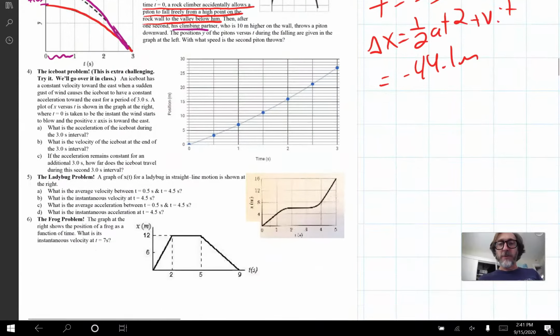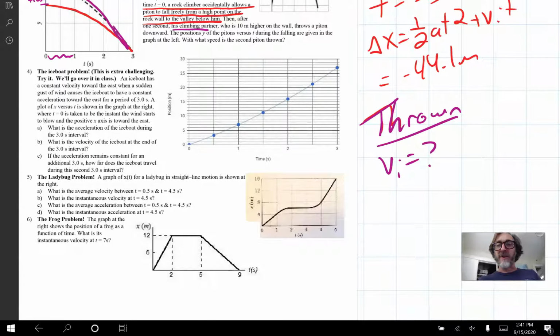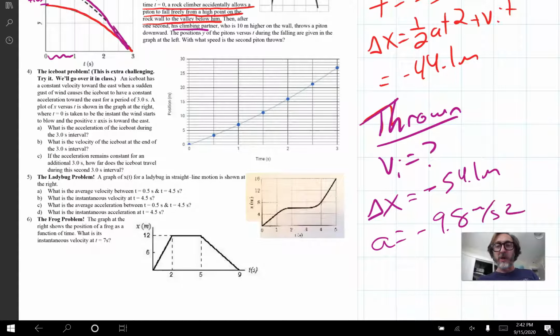For the one that gets thrown, we don't know what the initial velocity is, that's what we're trying to find. We know that it's going to fall 44.1 meters, but plus another 10. So the displacement for that one is going to be down 54.1 meters. Don't forget to make it negative because it's going down. We know the acceleration is negative 9.8 meters per second squared.